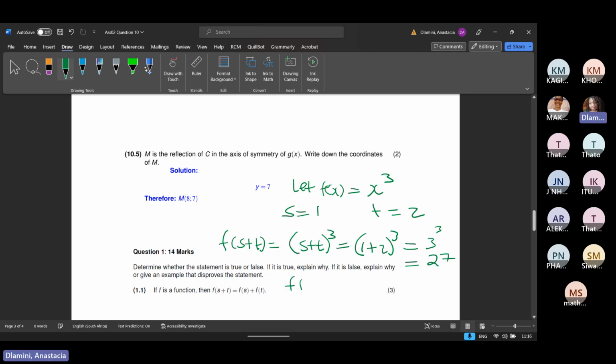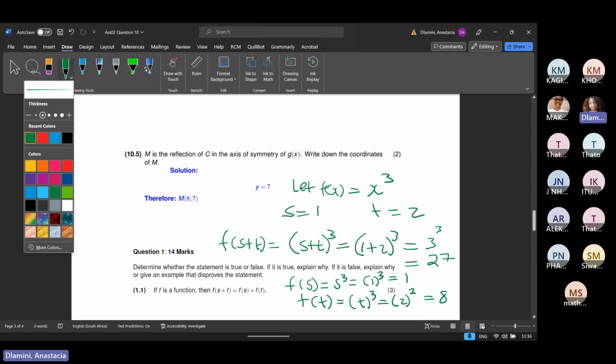Then we have f of s, which is equal to s to the power of 3, which is 1 to the power of 3, equal to 1. And we have f of t equal to t to the power of 3, which is 2 to the power of 3, equal to 8.